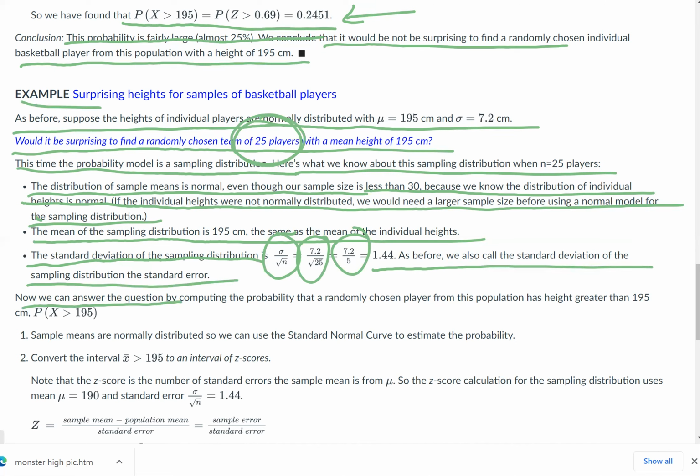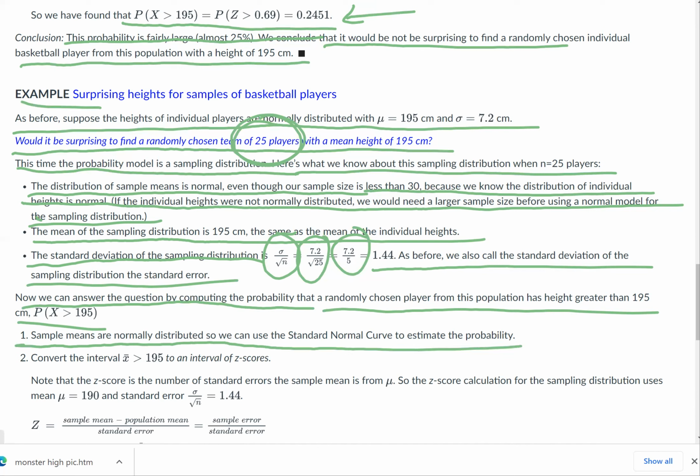Now we can answer the question by computing the probability that a randomly chosen player from this population has height greater than 195 centimeters. In other words, probability that x is greater than 195. Sample means are normally distributed, so we can use the standard normal curve to estimate the probability. We convert the interval, the sample mean greater than 195, to an interval of z-scores. So note that the z-score is the number of standard errors the sample mean is from mu.